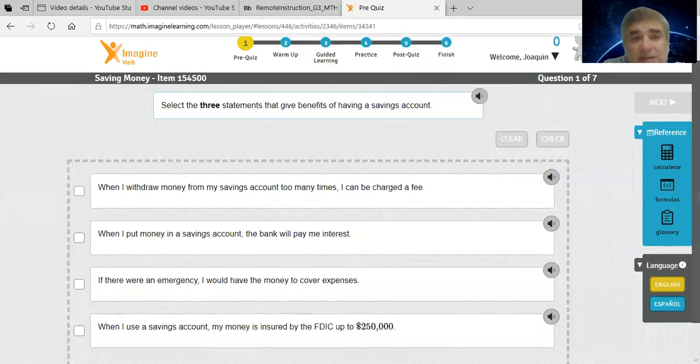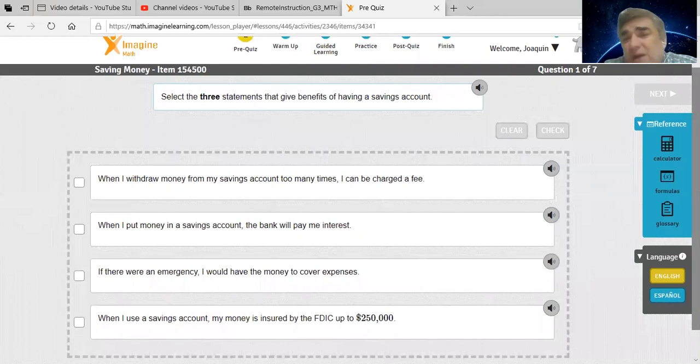Select the 3 statements that give benefits of having a savings account. Well, let's talk about the benefits before we try to answer this. One of the main benefits of having a savings account, or money put away in the bank, is that it will protect your money. Your money is safer there.